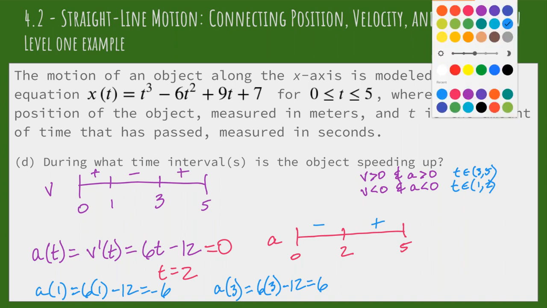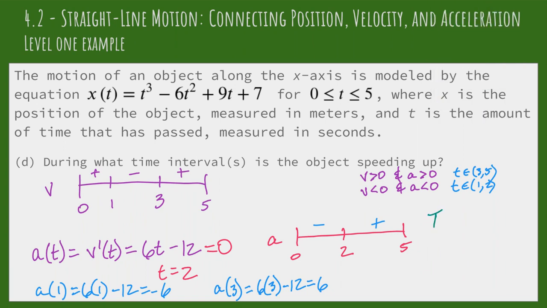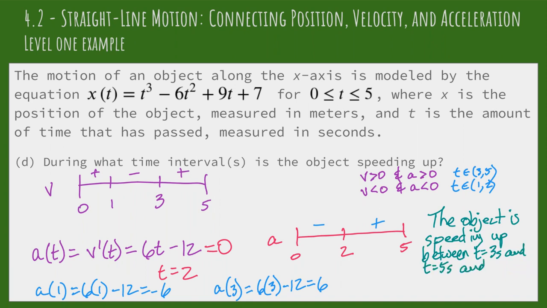So in combination, we're going to say the object is speeding up between t equals 3 seconds and t equals 5 seconds. That's really sloppy, sorry. And it's also speeding up between t equals 1 second and t equals 2 seconds.